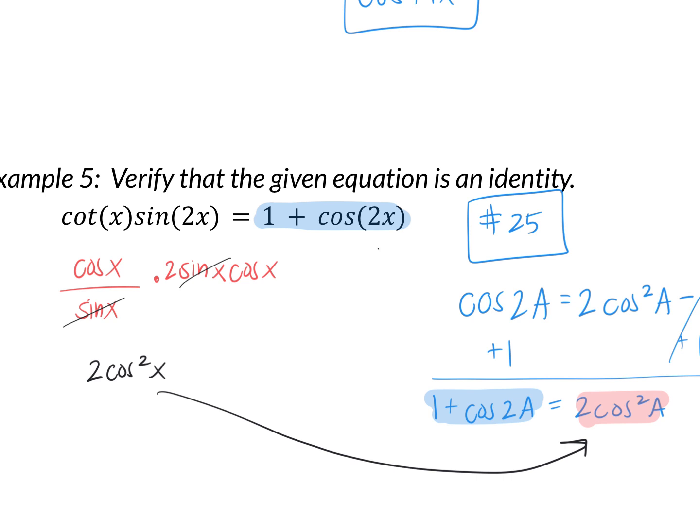Anytime you see a 2 inside your parentheses, you're going to somehow have to use a double angle identity in order to verify it. Okay? But that is enough. As long as you show this stuff over here as well, this is, in fact, proven that they are equal to each other.